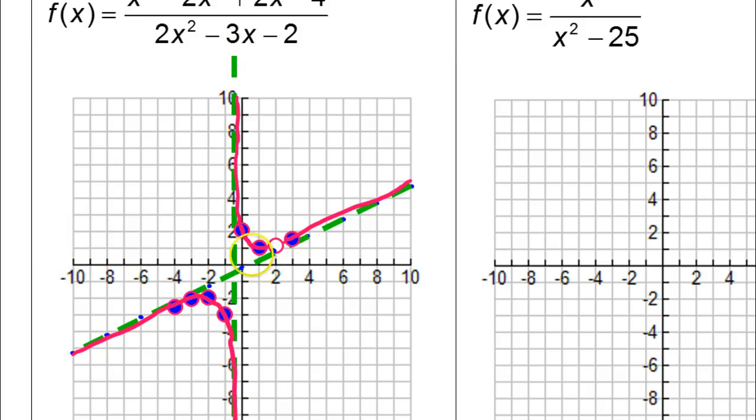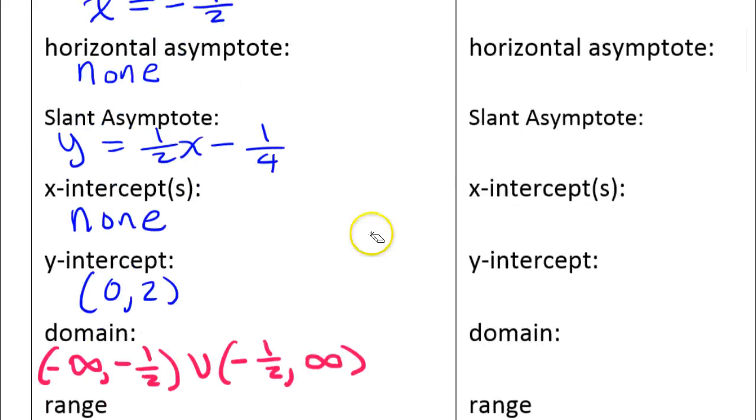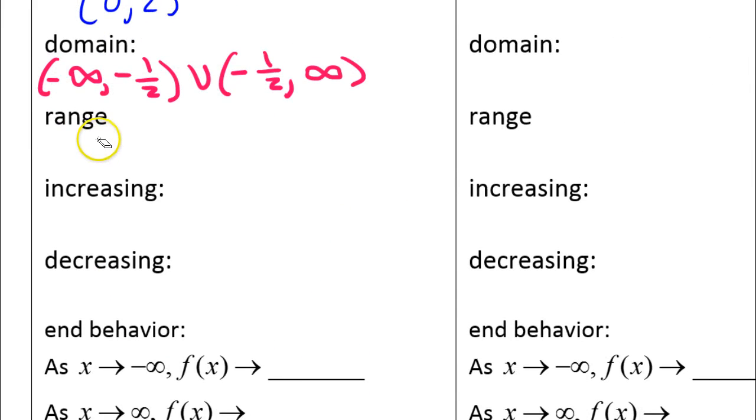All right, because now I'm looking at this branch of the graph, but if I stare at the x-axis, it goes from here to here, -1/2 to infinity. There we go.